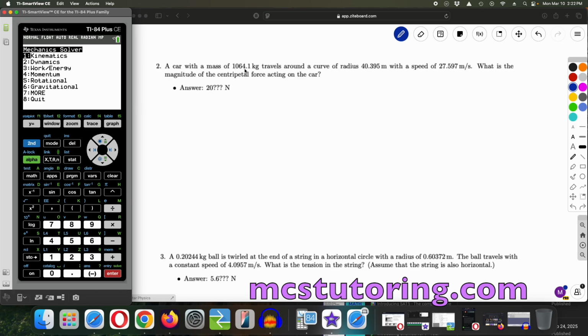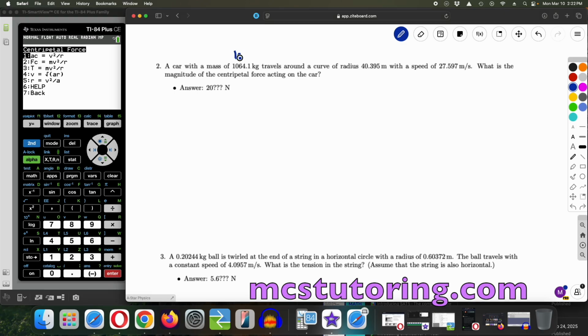A car with a mass of 1,064.1 kg travels around a curve. Car in a curve, centripetal, baby. So this is the mass, we're going to label that M. The radius, R. And then the speed, otherwise known as velocity. What's the magnitude of centripetal force? That's F sub c.